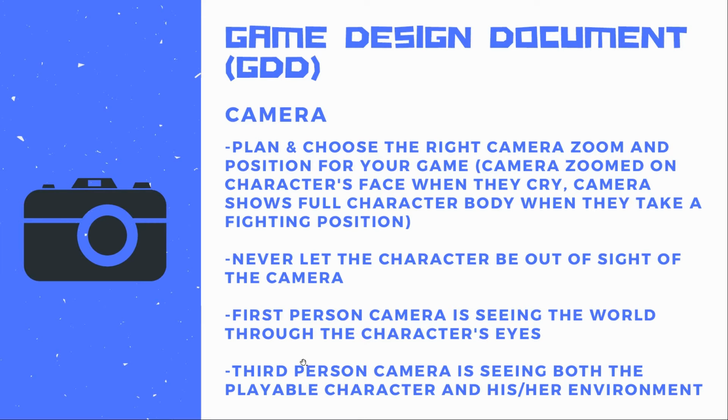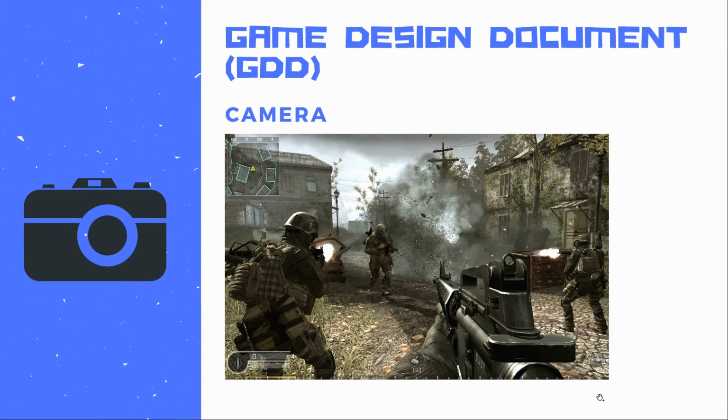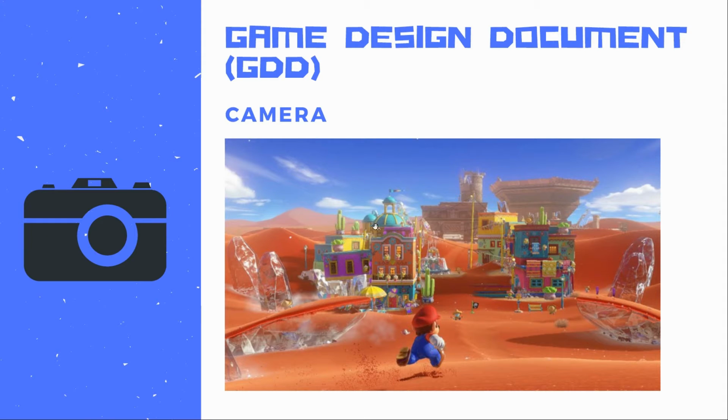And we have two types of camera basically. We have the first person camera, which is seeing the world through the character's eyes, and we have the third person camera, which is seeing both the playable character and her environment. This is an example of a first person camera where we can see the hands of the player and the gun he is holding, but we can't see the body of the player itself. We can also see its environment. Well, this is an example of a third person camera where we can see the main character Mario and his environment, and we can see Mario walking around and doing stuff.